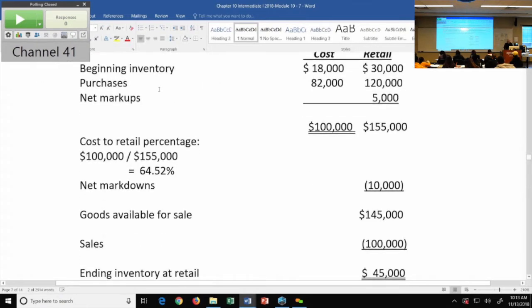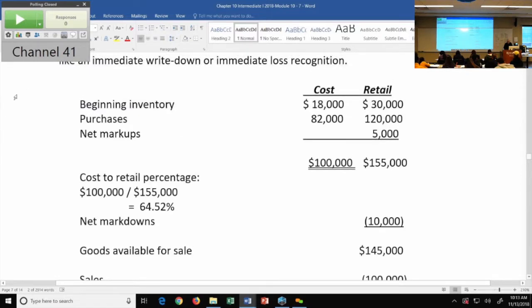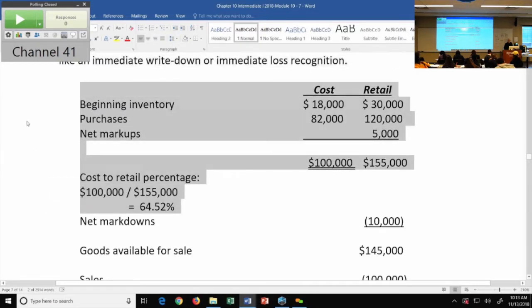So when we look at the ratio itself, it's going to be beginning inventory plus purchases, markups only, and that's when we take the ratio. So LCM includes markups but not markdowns in the ratio. That makes the ratio more conservative. It went from around 69% to 65%.